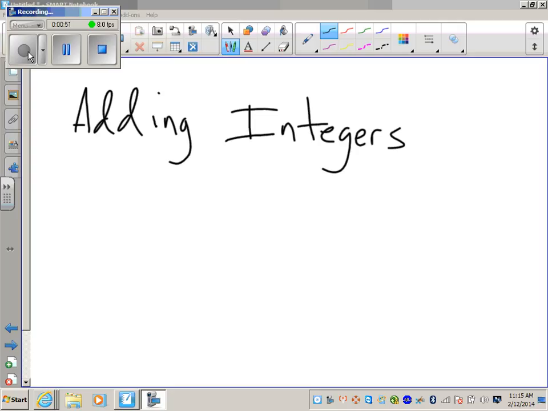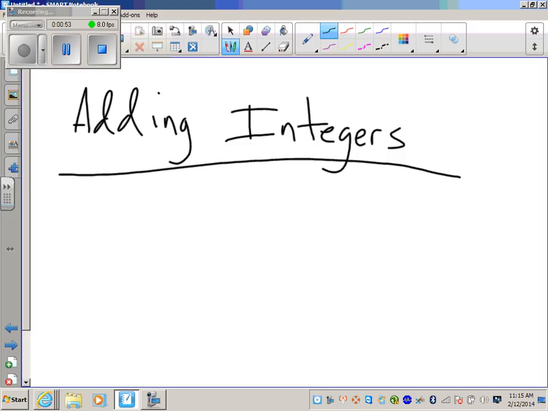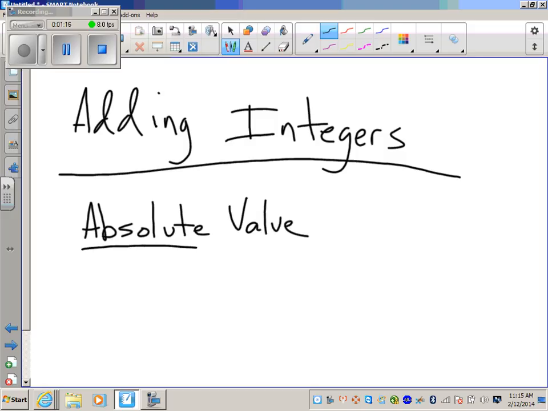So when we think about adding integers, that's basically putting together any values that you could find on a number line. It would include all the positive values and all the negative values. Okay? Needing to understand what that is. The first thing I want to talk about today is something called absolute value.